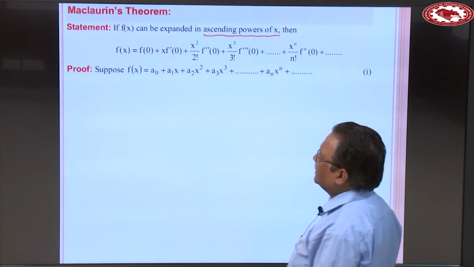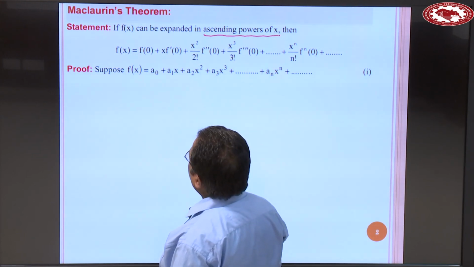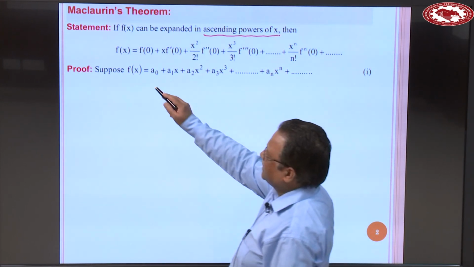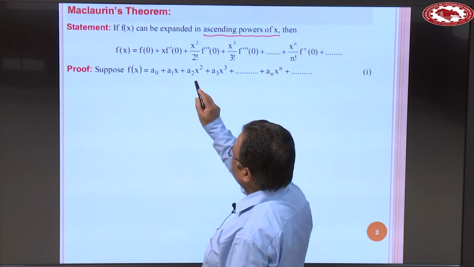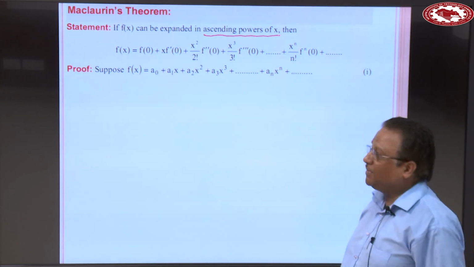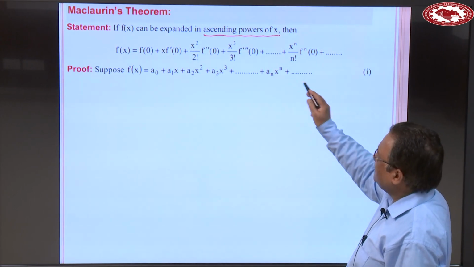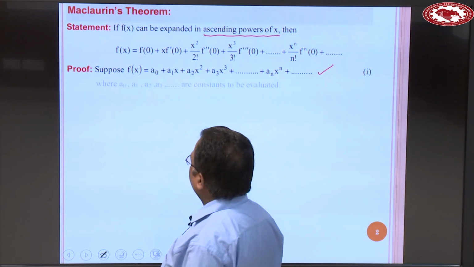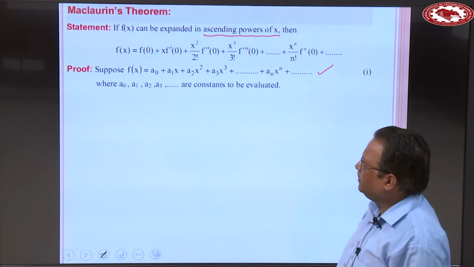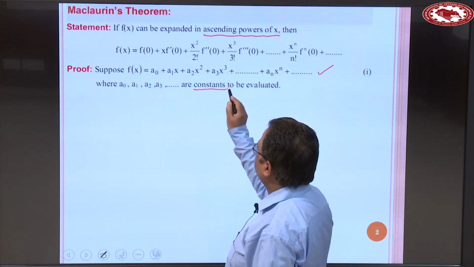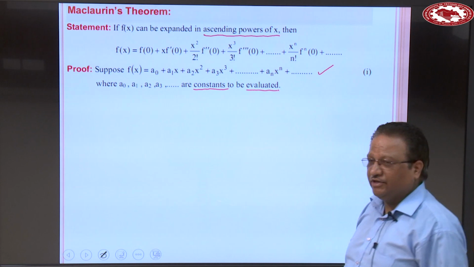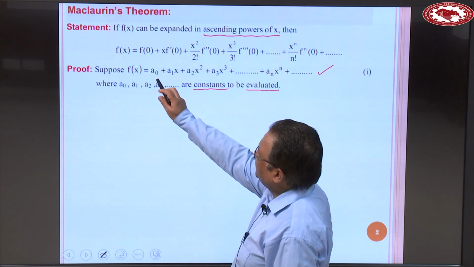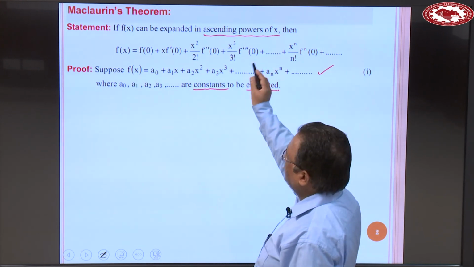So, what is given? Given is f(x) can be expanded in ascending powers of x. Suppose f(x) is equal to a0 plus a1x plus a2x squared plus a3x cubed plus and so on plus an x to the power n plus and so on. So, write down this equation number 1, where a0, a1, a2, a3 are all constants to be evaluated. So, we have to evaluate a0, a1, a2 and so on and substitute here, then you will get this expansion.